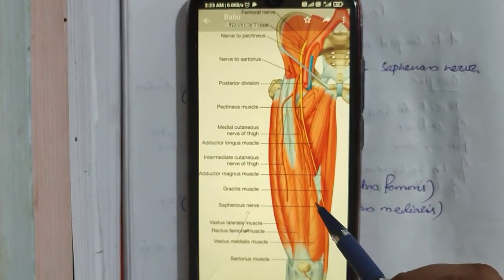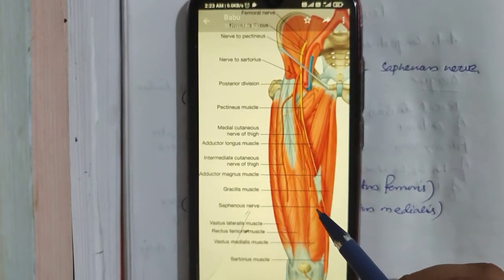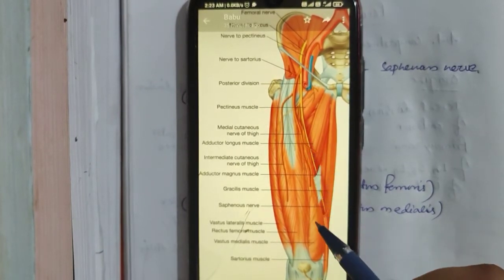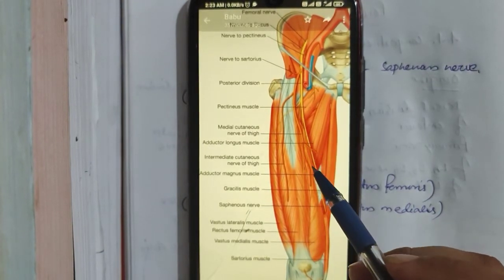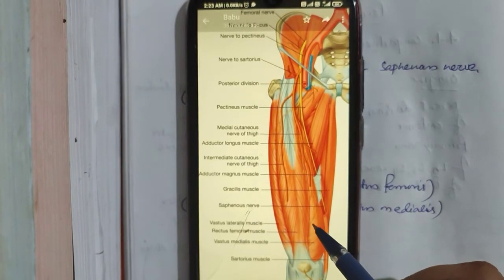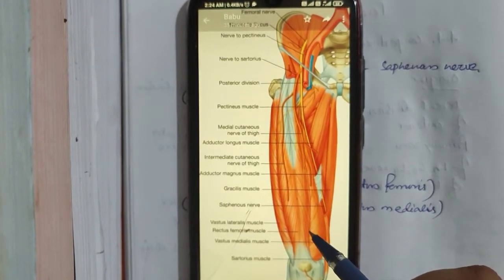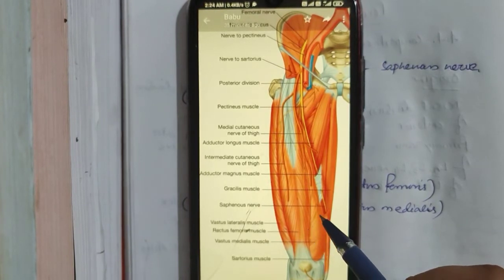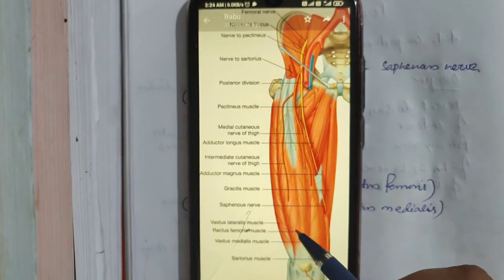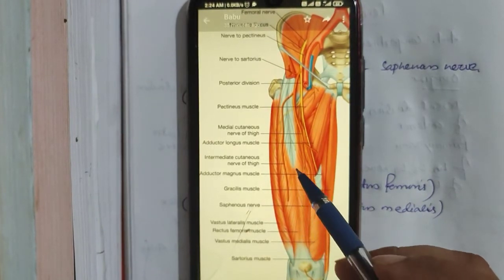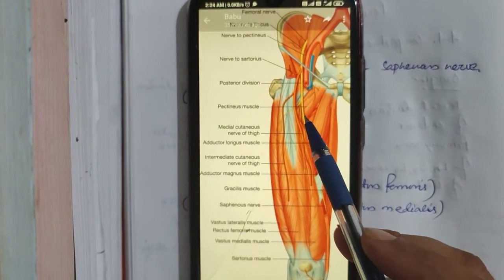Here, this is the nerve of the posterior division of the femoral nerve, and this is the nerve to the vastus medialis muscle. That means the posterior division of the femoral nerve innervates the vastus medialis muscle. And below the rectus femoris muscle, the vastus intermedius muscle is situated. It is also supplied by the posterior division of the femoral nerve.